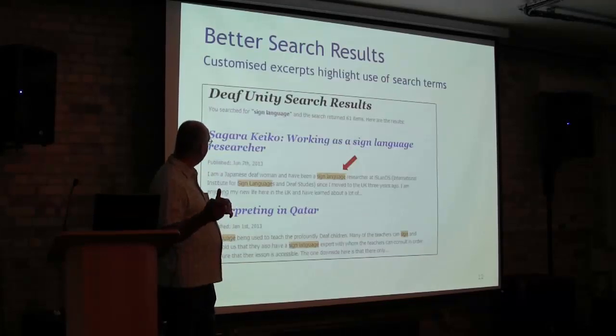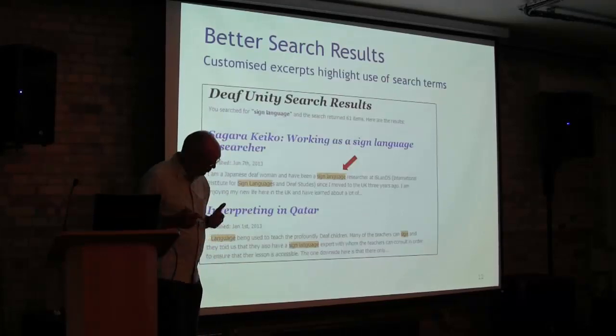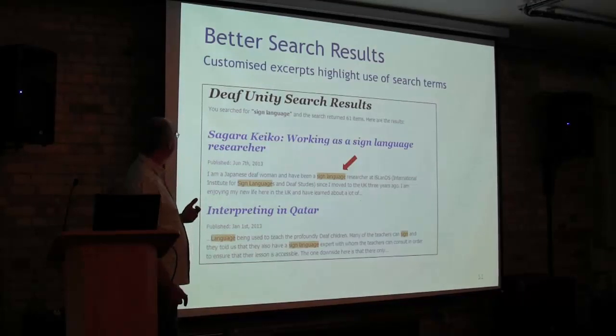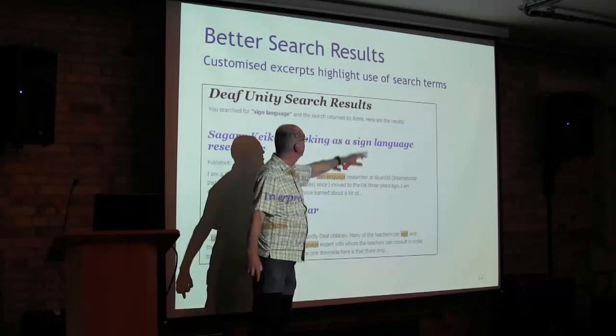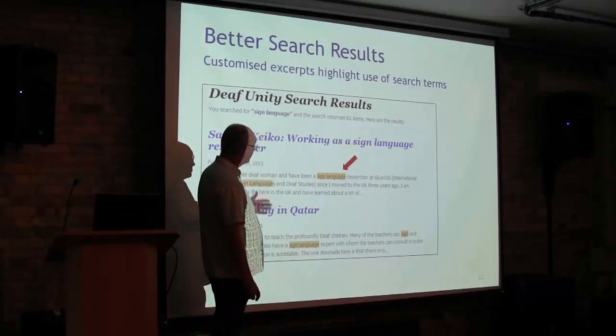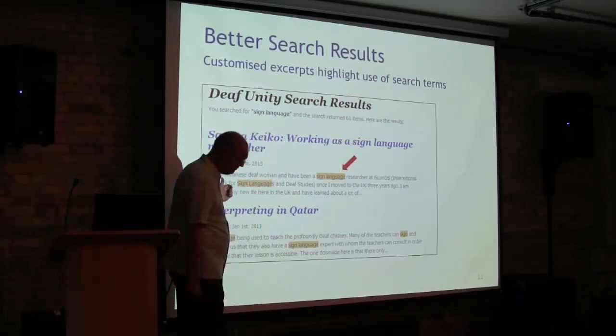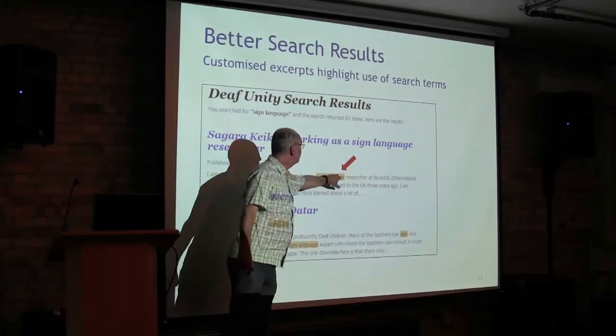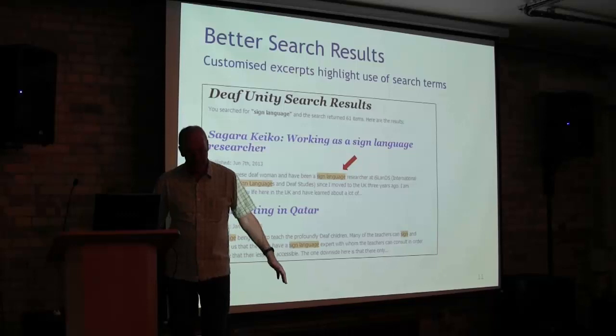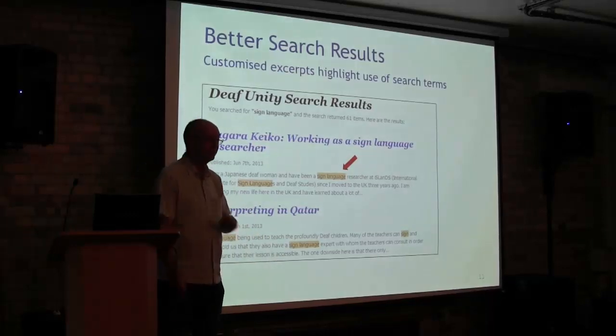Okay. Now here is a screenshot from the site where this plugin is being used. Obviously it's telling me what the search was, sign language, returns 61 items. That's not surprising considering it's a site for deaf people. But you can see here it's highlighted, and you can configure this to do whatever colour you want or make it dull.